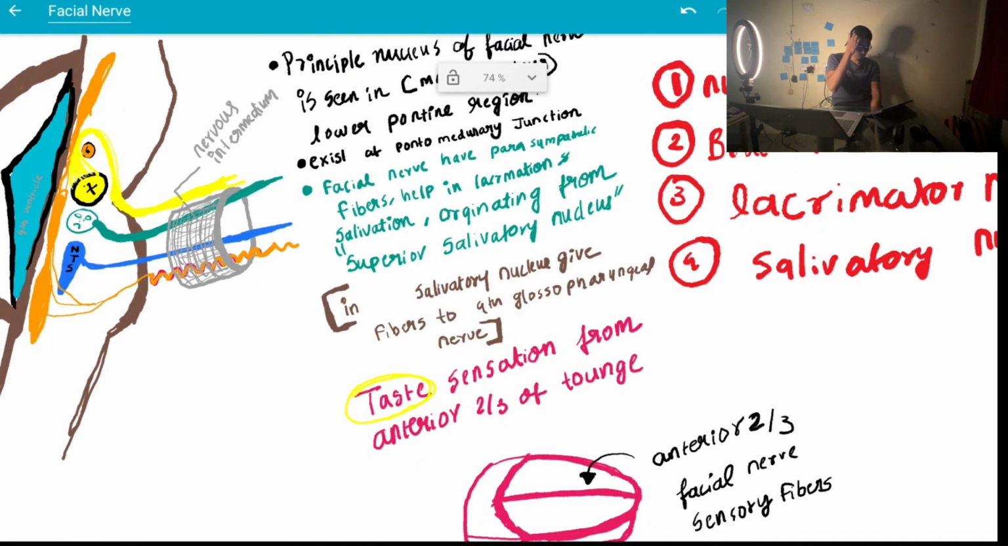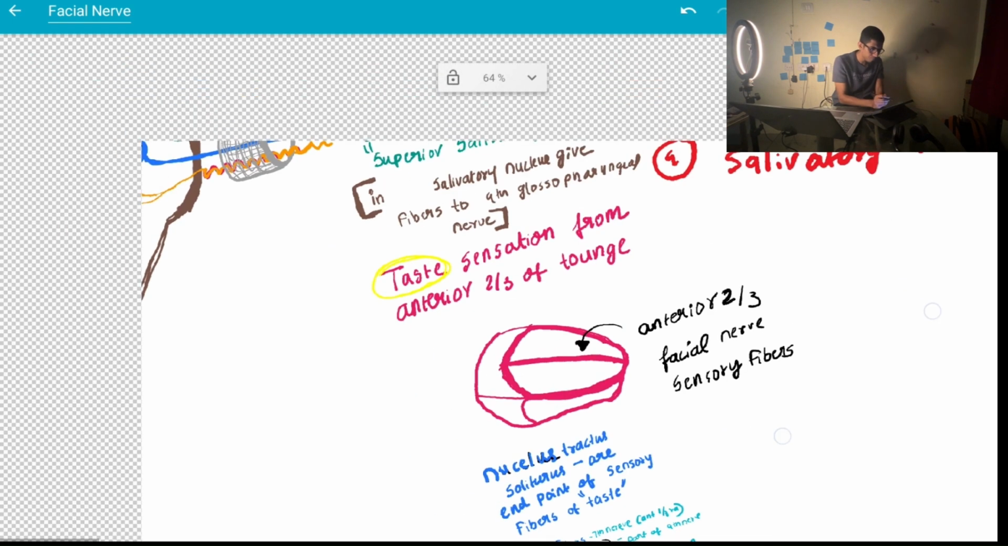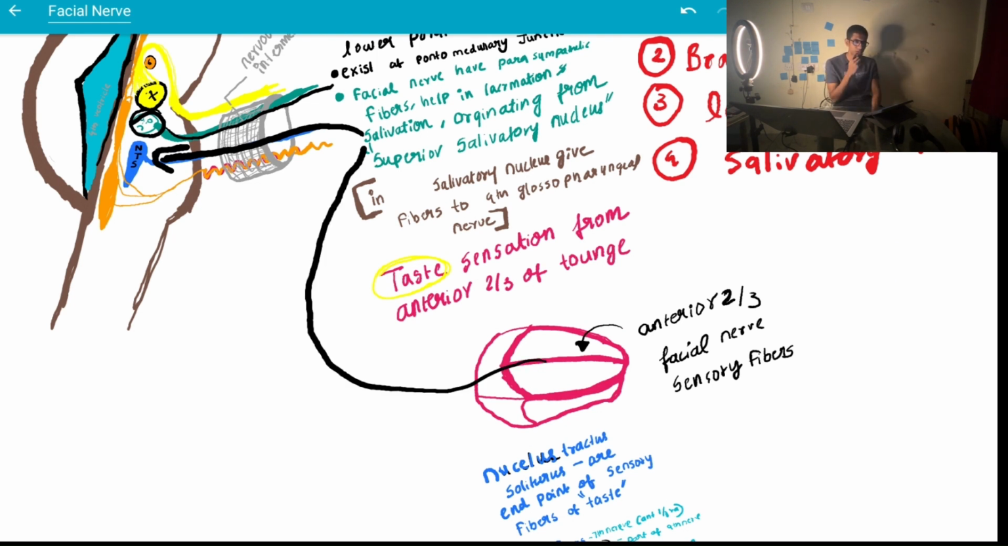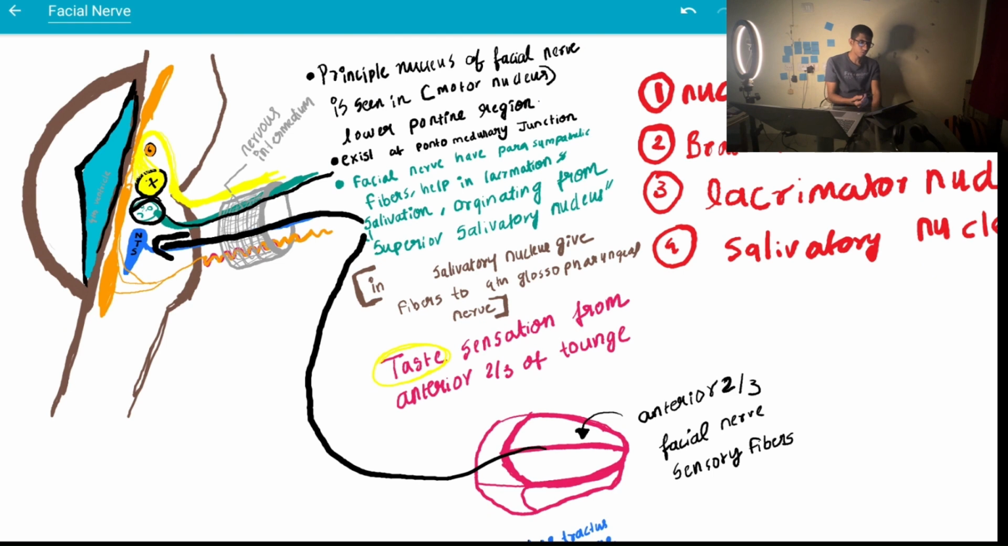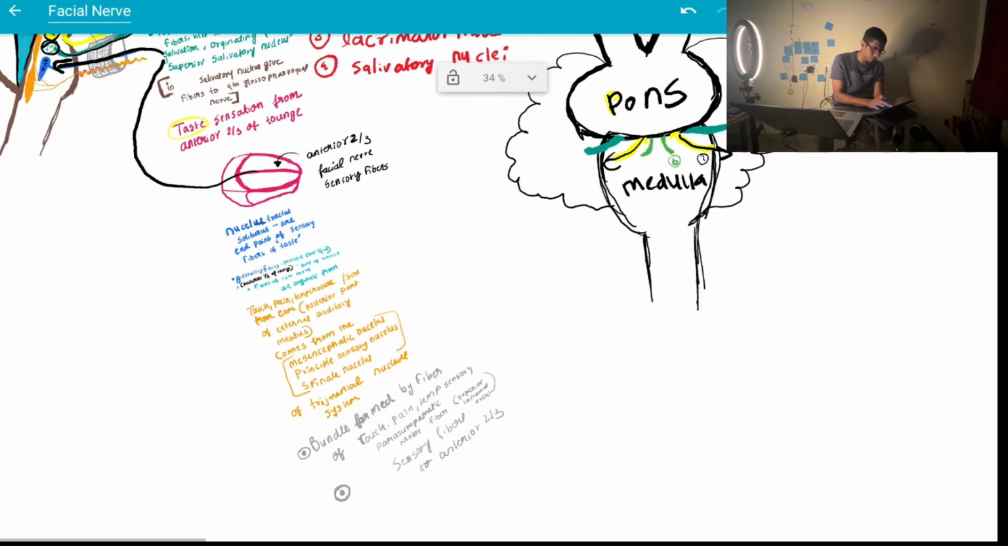The facial nerve has parasympathetic fibers that help in lacrimation and salivation, originating from the superior salivary nucleus, which is this one. The nucleus of tractus solitarius is for taste sensation from the anterior 2/3 of the tongue. This nucleus is the end point of the sensory fibers. So taste sensation is not coming out, all others are coming out. But here, taste sensation goes from the anterior 2/3 of the tongue into the nucleus tractus solitarius. The salivary nucleus gives fibers to the glossopharyngeal nerve also, but those don't go that deep, right? So that is the basic nucleus and where it is going.